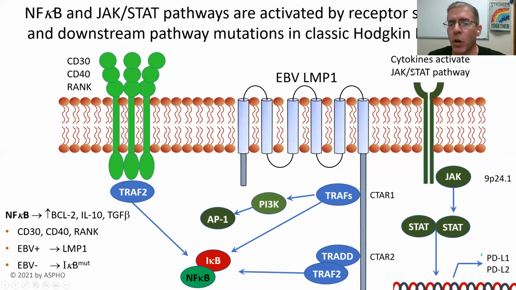The other thing that we know is that cytokines activate the JAK-STAT pathways. And so that increases expression of PD ligand 1 and PD ligand 2, which we'll talk about in a minute. So the purpose of this slide is to show what are the pathways that are driving Hodgkin lymphoma cell proliferation.